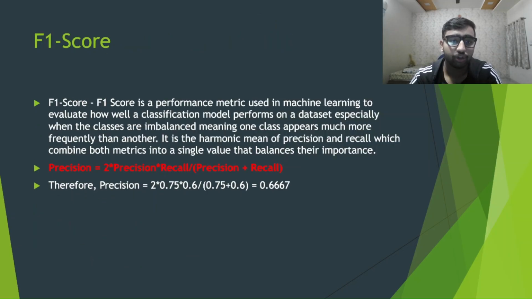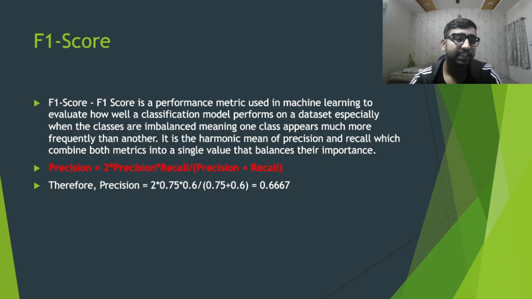Now let's move on to the next. Next is the F1 score. F1 score is a performance metric used in machine learning to evaluate how well a classification model performs on a dataset, especially when classes are imbalanced, meaning one class appears much more frequently than the other. It is the harmonic mean of precision and recall, which combines both metrics into a single value that balances their importance.